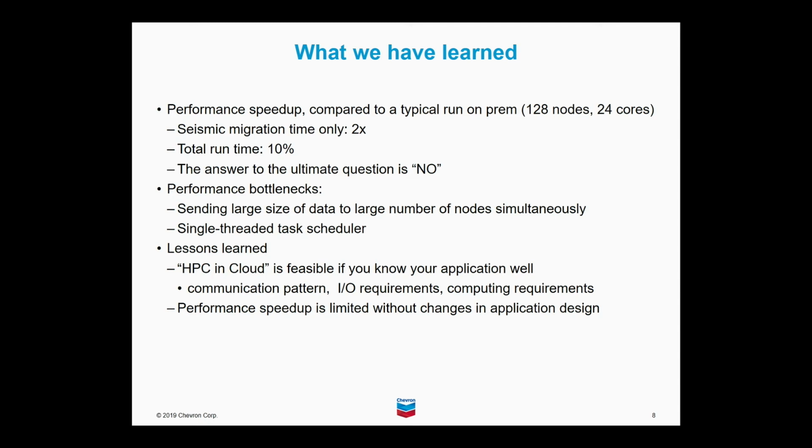So what have we learned? Did we get the performance speed up we wanted? I would say yes, actually. Compared to a typical run on Prime with 128 nodes and 24 cores each, if we just look at the seismic migration time, we got a 2 times speed up.